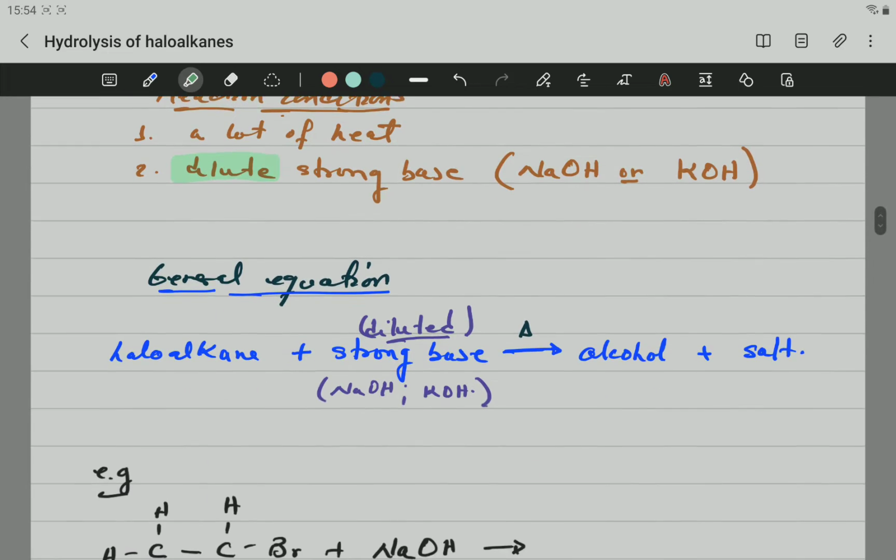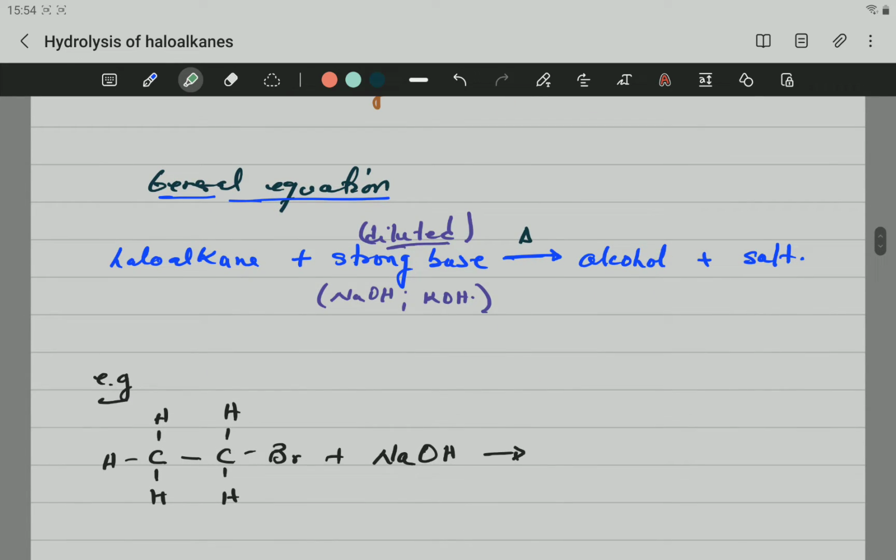As a general equation, what are we going to have? We're going to have a haloalkane that reacts with a dilute strong base, and you need heat for this one. The product will be an alcohol and a salt.